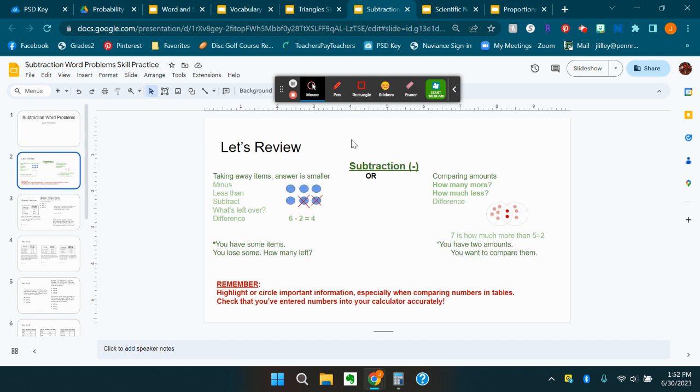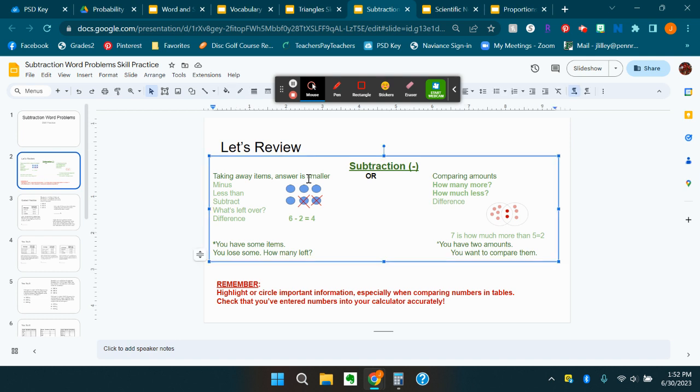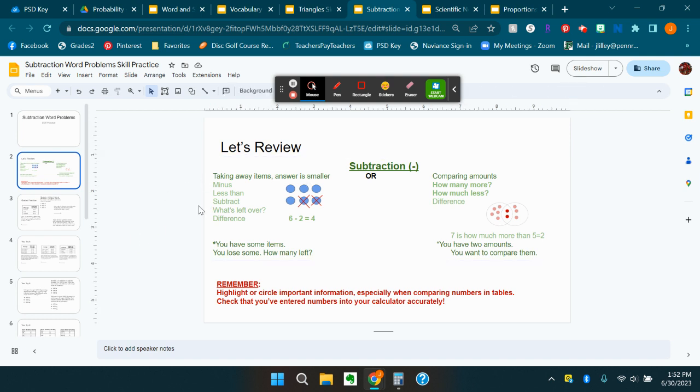So first, let's just review. There are really two kinds of subtraction problems. The first one involves taking away or losing something. The answer is always going to be smaller than the number that you start with. So for example, if I have 6 M&Ms and I eat 2 of them, that's 6 minus 2, I only have 4 M&Ms left. And 4 is smaller than 6, which is what I started with.